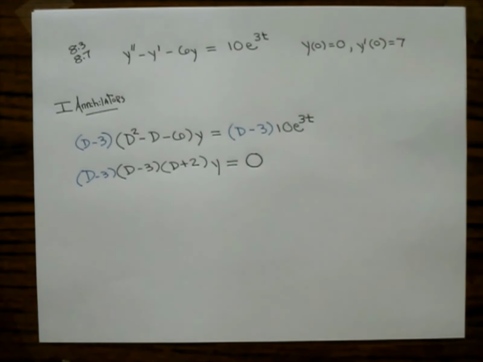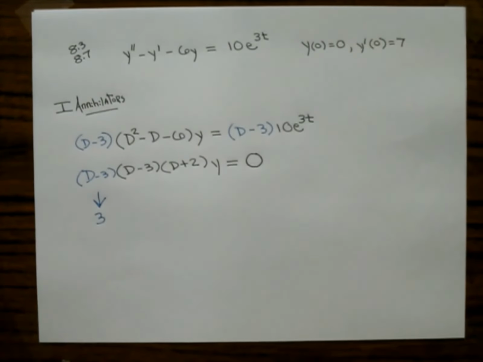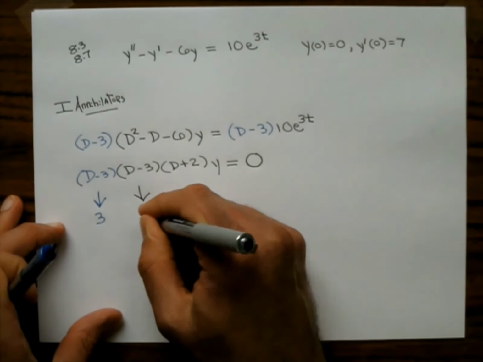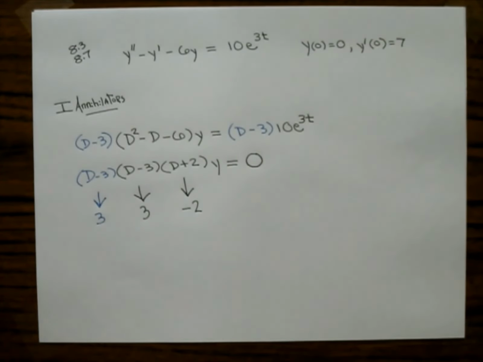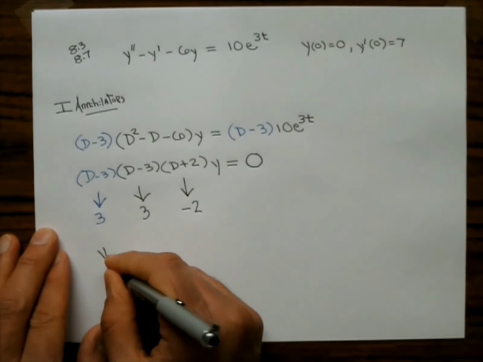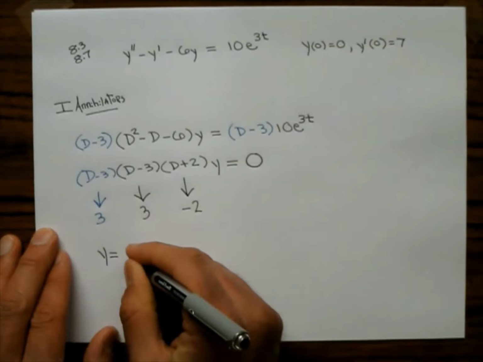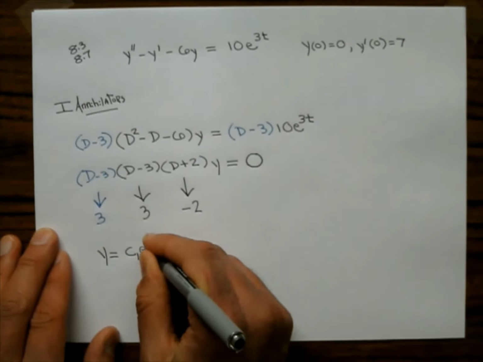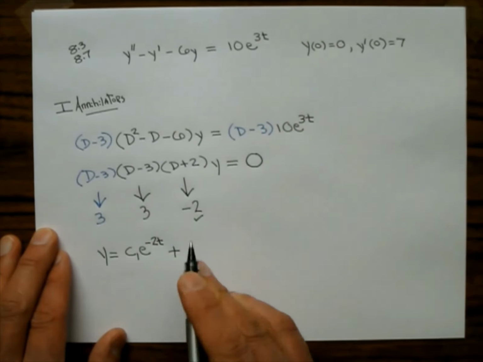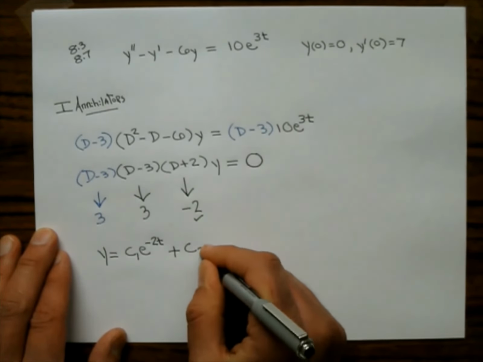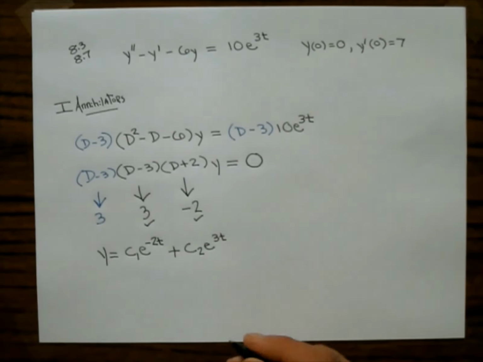Now I can write out the auxiliary polynomial, but I can see what I'm going to get. I'm going to get a 3 there, 3 there, and a negative 2 right there. So when I write my answer, I'm going to say y equals, and I'll start with this one first. So this will be c1 e to the negative 2t plus, okay, check, I did that one. This one here, c2 e to the 3t. Okay, check, I did that one there.